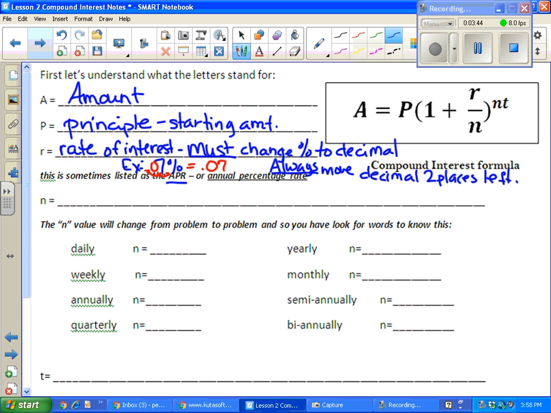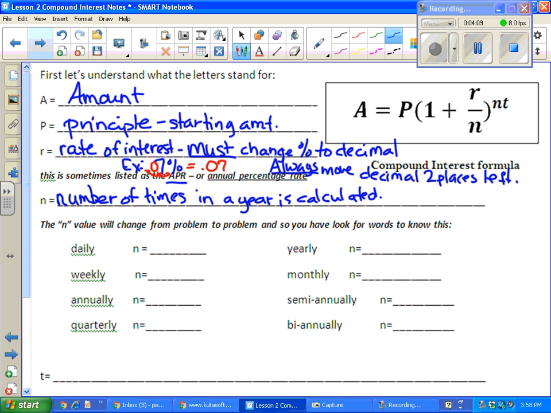Okay, N. N is sometimes one of those hard to explain things, so I'll try to do the best job I can. N is the number of times in a year interest is calculated. Remember we said this is not simple interest. We're going to actually calculate interest on a more regular basis. We're going to add that to it. Then you're going to continue to draw interest on that new amount, and add that to it.